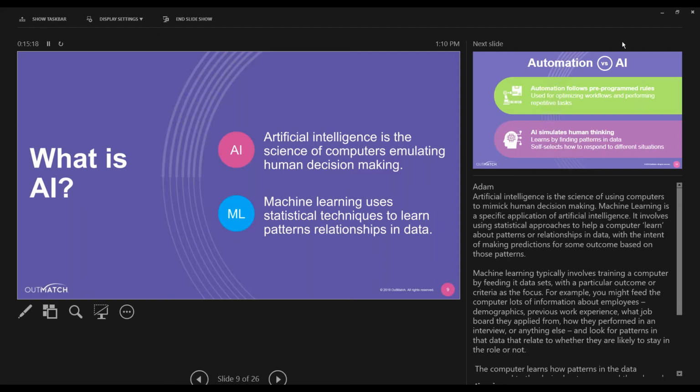So before we really dive in, I think it's important to set a little bit of a baseline and help everybody understand what AI actually is. There's definitely a lot of AI in movies today, but AI in the actual real world. First of all, AI stands for artificial intelligence. And what it is, it's the science of computers emulating human decision making.